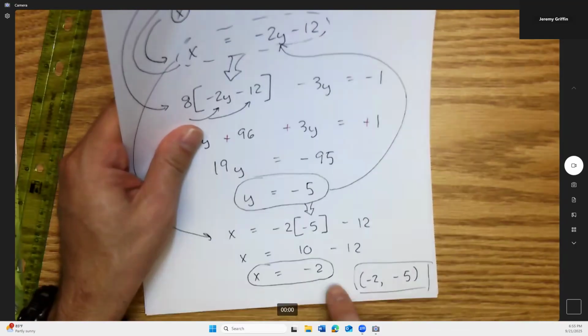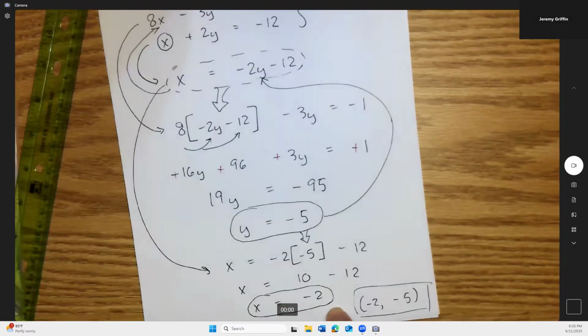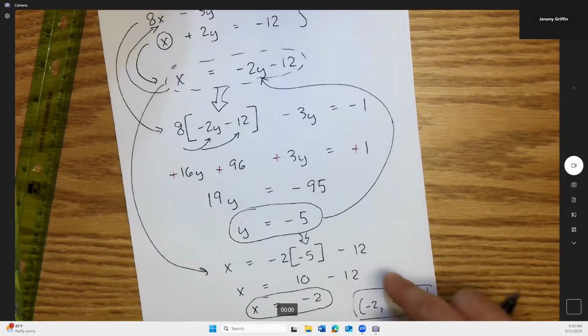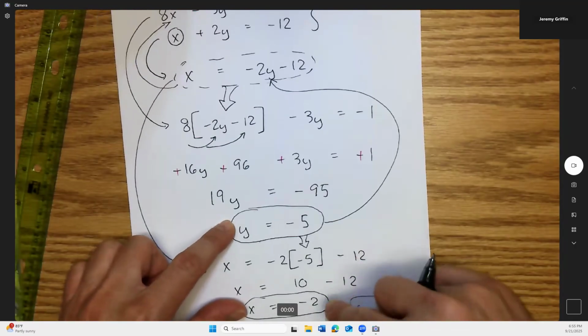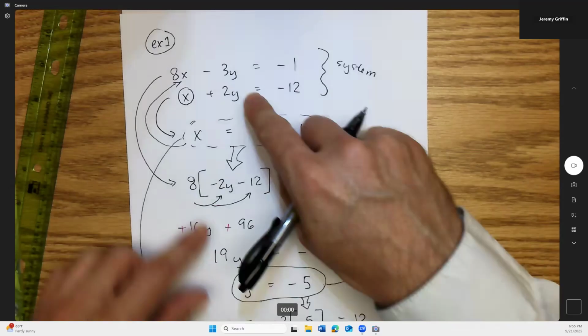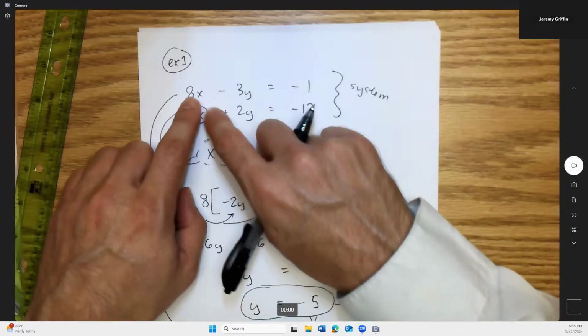I could also substitute. Here, let's see if this actually is true for both statements. So when x is -2, y is -5. If x is -2, that would make this -16.